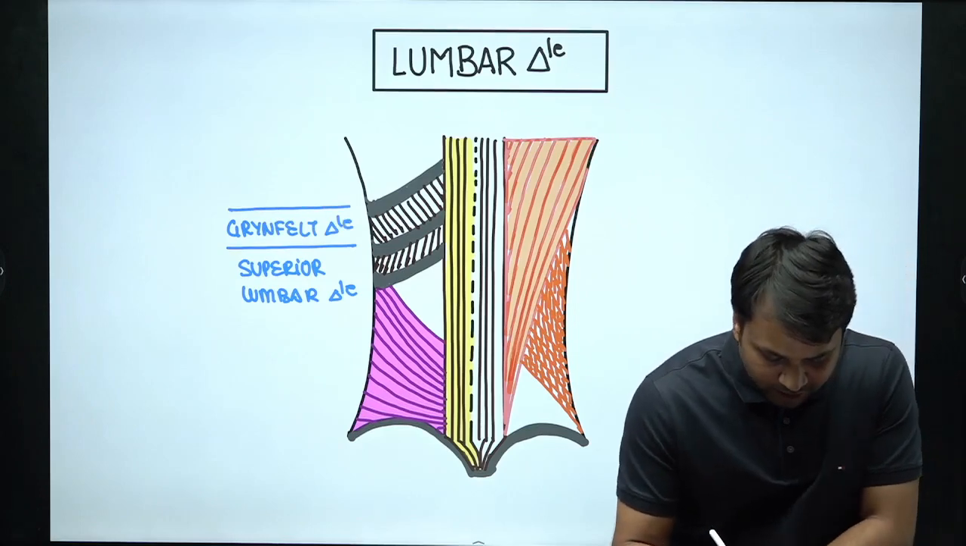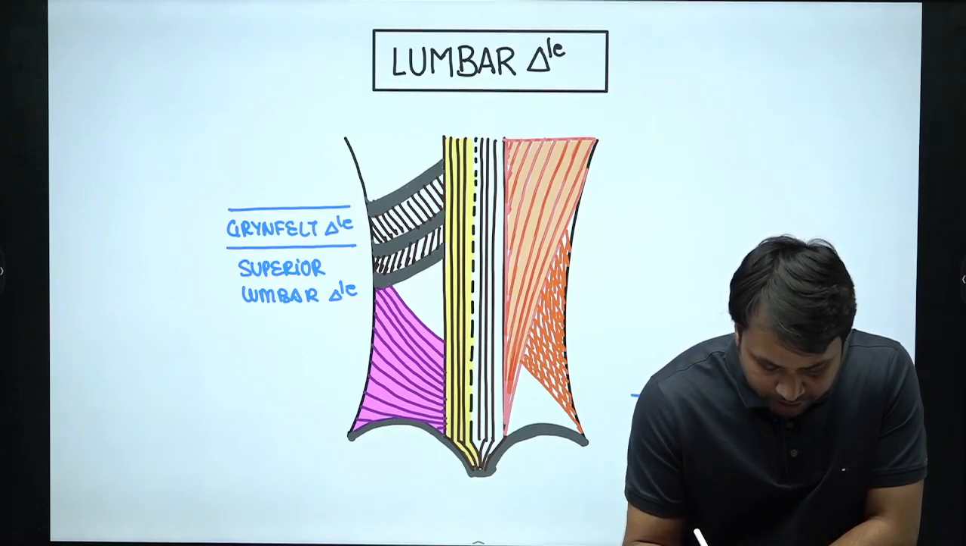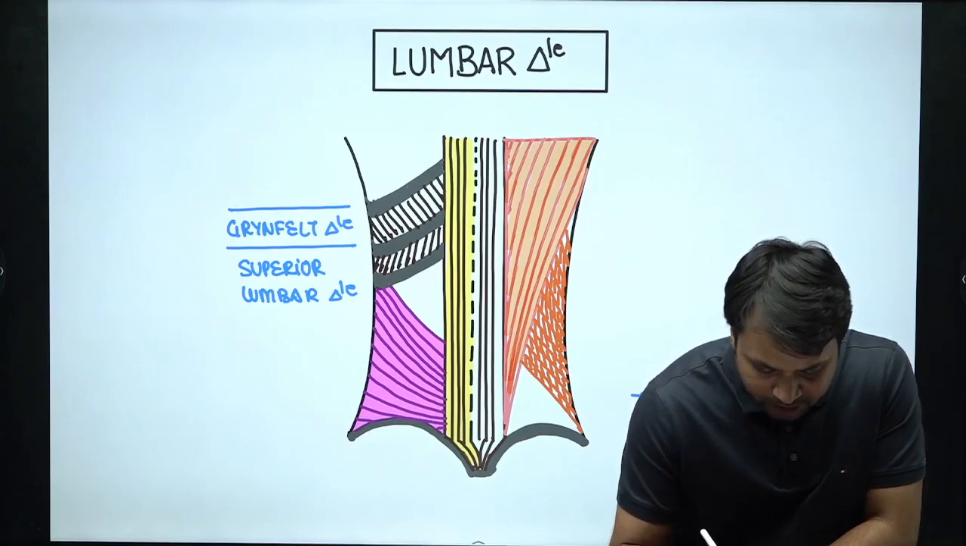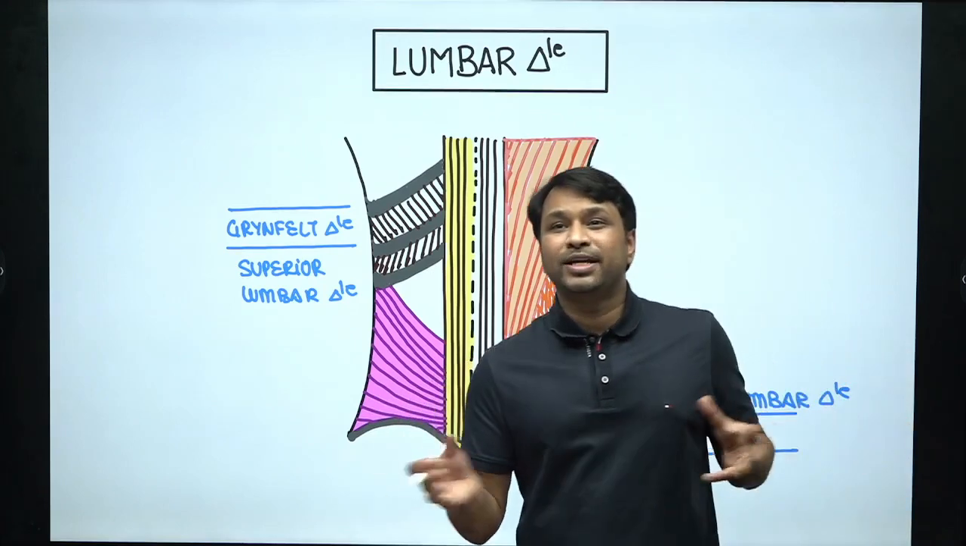Another triangle that you have is your inferior lumbar triangle, and this inferior lumbar triangle is also referred to as the triangle of Petit, or commonly called Petit's triangle. So what are these boundaries made up of?